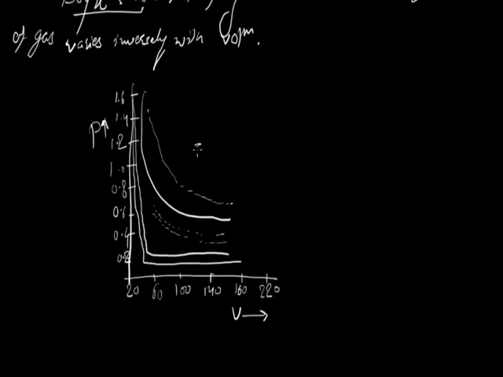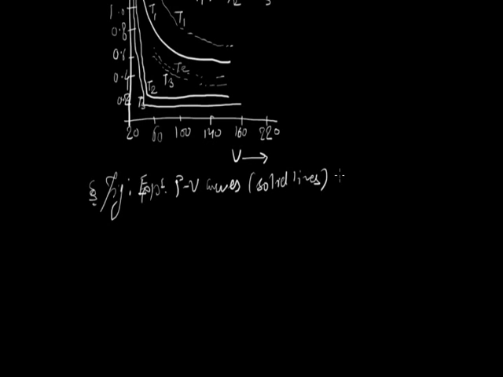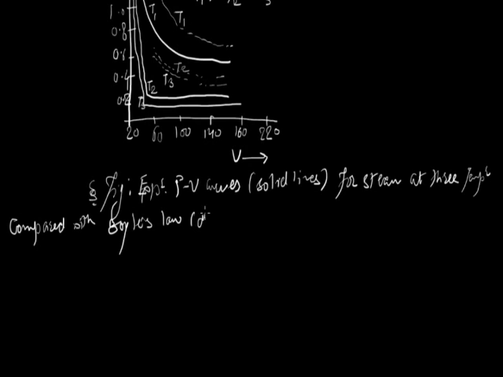So here we can clearly see that T1 is greater than T2 is greater than T3. If this is T1, this is T2 and this is T3, and these are the actual T1, T2 and T3. Now this figure is the experimental PV curve, with solid lines for steam at three temperatures compared with Boyle's law, that is the dotted lines.